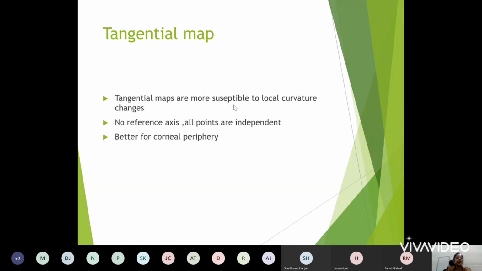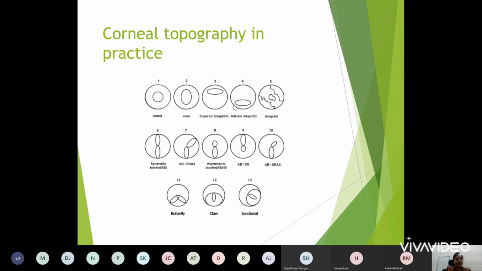And it is better for corneal periphery. Though it picks up a lot, even if there is scarring on the cornea, it will show abnormal. So there are again many drawbacks. That's why still axial or the sagittal map is widely used.